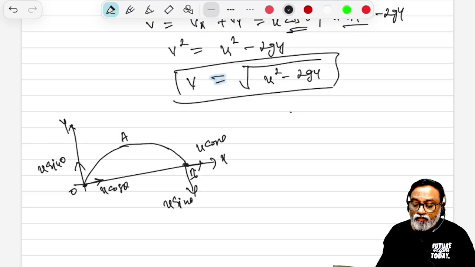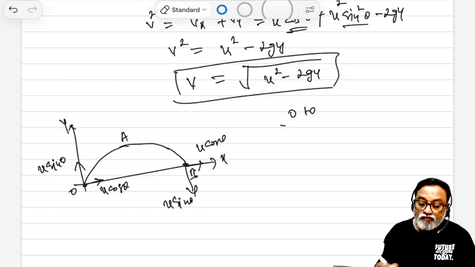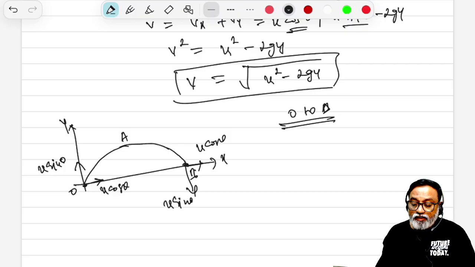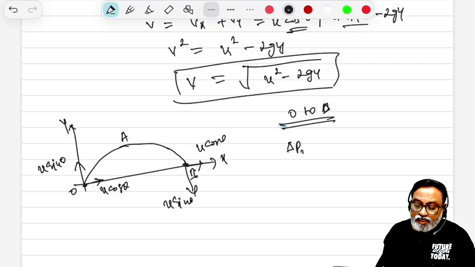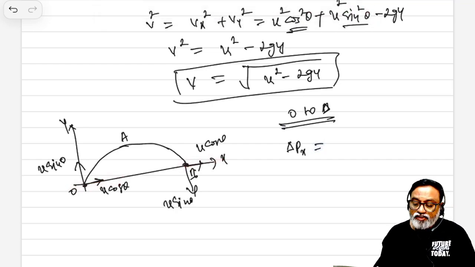Therefore, from O to B, the change in momentum delta P in x direction: here also u cos theta, here also u cos theta. Change in momentum along x direction is 0.